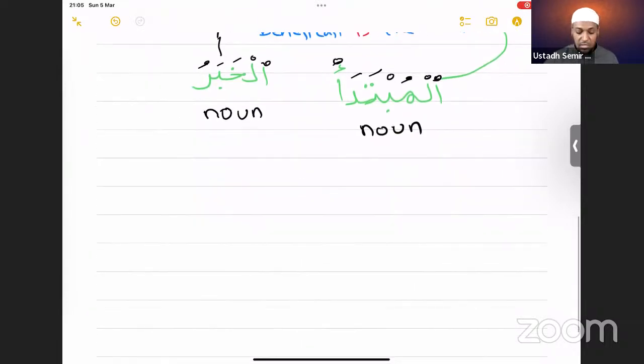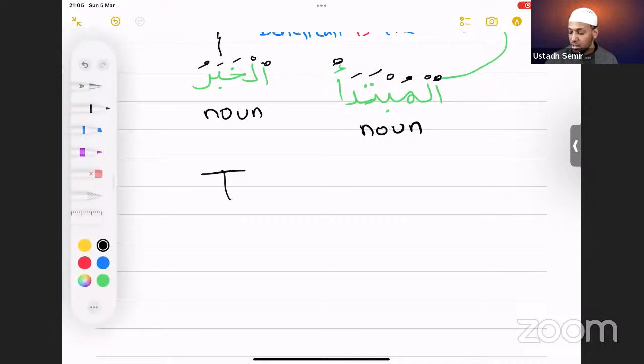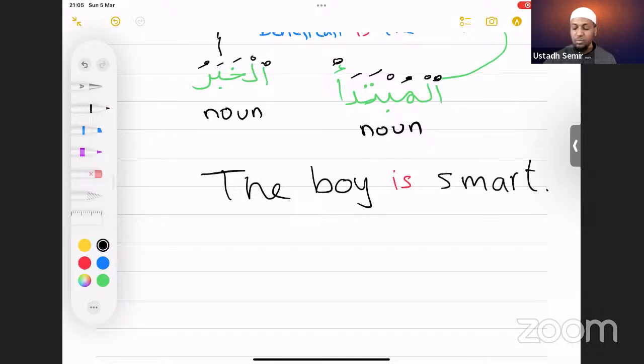Right? If you want, let's say, for example, you want to do this sentence in your homework, you want to say, for example, the boy. And then you want to say the auxiliary words, as they call them. The boy is, right? And then you would put another adjective, smart. The boy is smart.